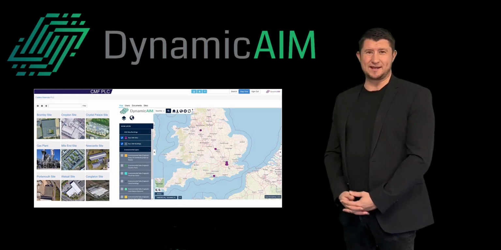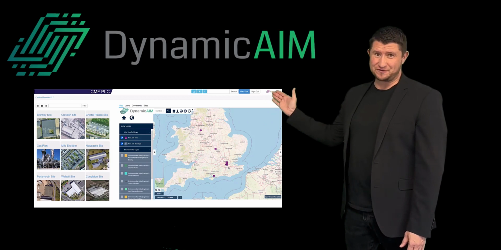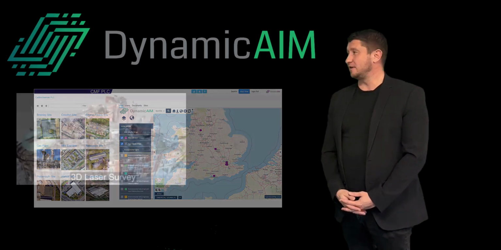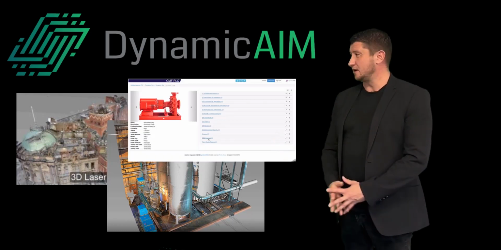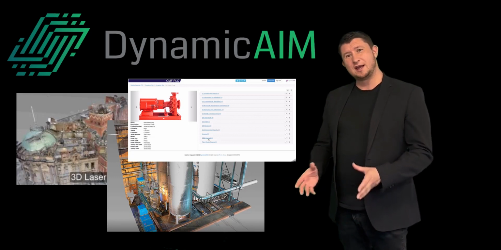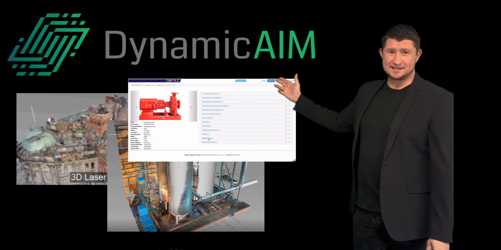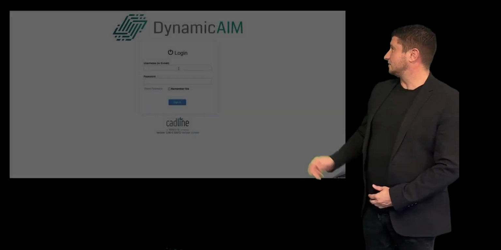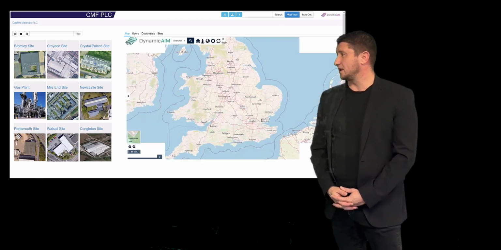So what is DynamicAIM? DynamicAIM is a place for digital stuff. What digital stuff? Laser scans, 3D models, asset information, all the beautiful data that we're using through design and construction. Where do we put it? How do we hand it over? This is our solution. Okay, so it's a single user sign-on, and we're greeted with what we call client level.